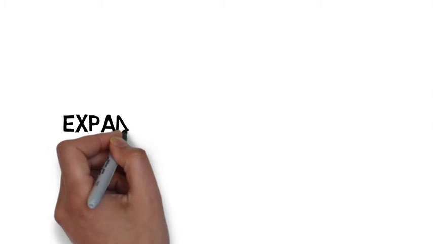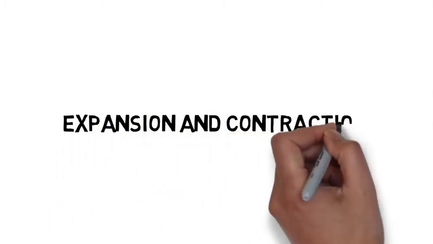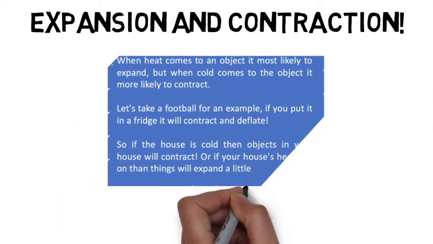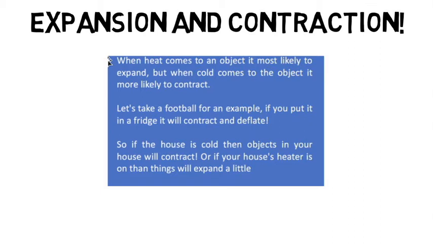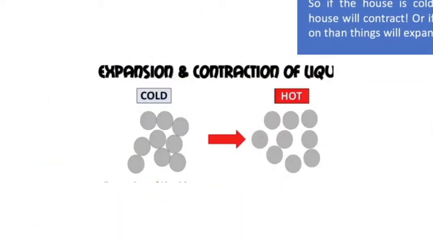So then comes expansion and contraction. Now, let's say your house is cold, things that are able to contract will contract. That is called contraction. Let's take a football for an example, it will start deflating. And if the heater's on in your house, then things will expand.